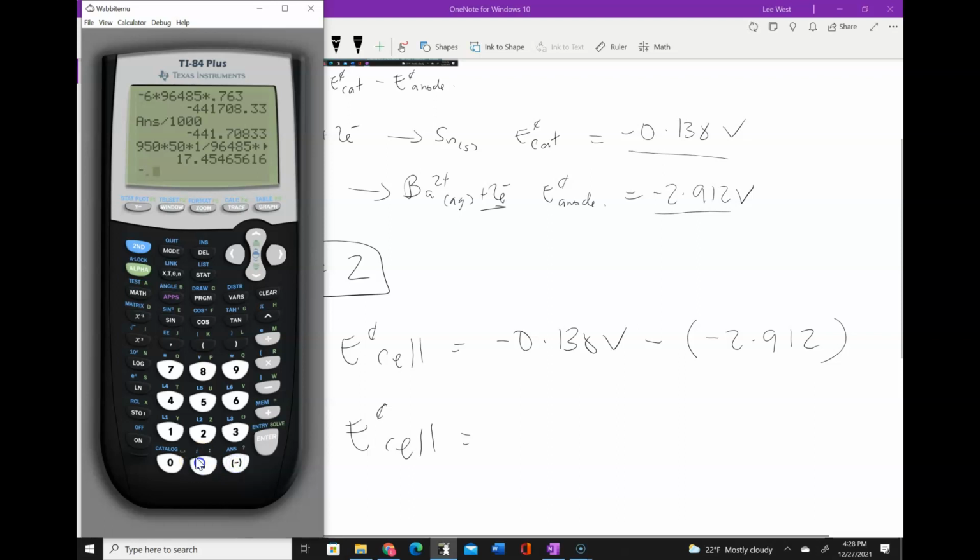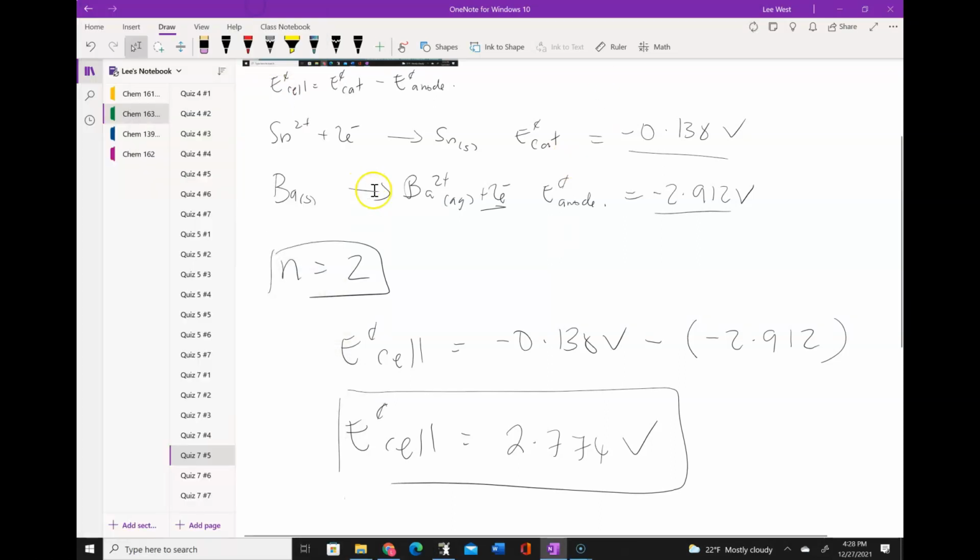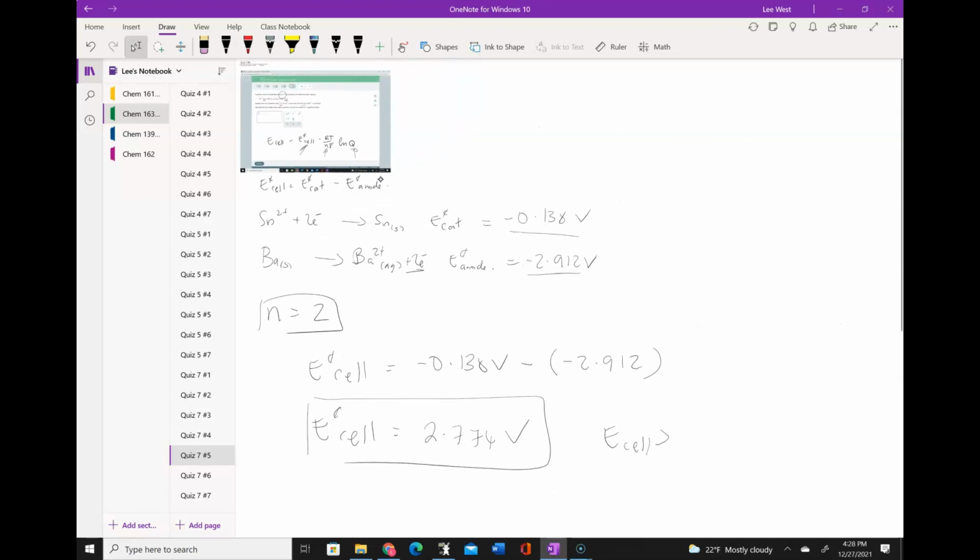So minus 0.138 minus minus 2.912. There we go, 2.774 volts. So this is a spontaneous reaction, right? And that's consistent with it being described as a galvanic cell. Now, we're going to calculate the non-standard cell potential, and I'm expecting it to be bigger than the standard cell potential. So let's see what we get.